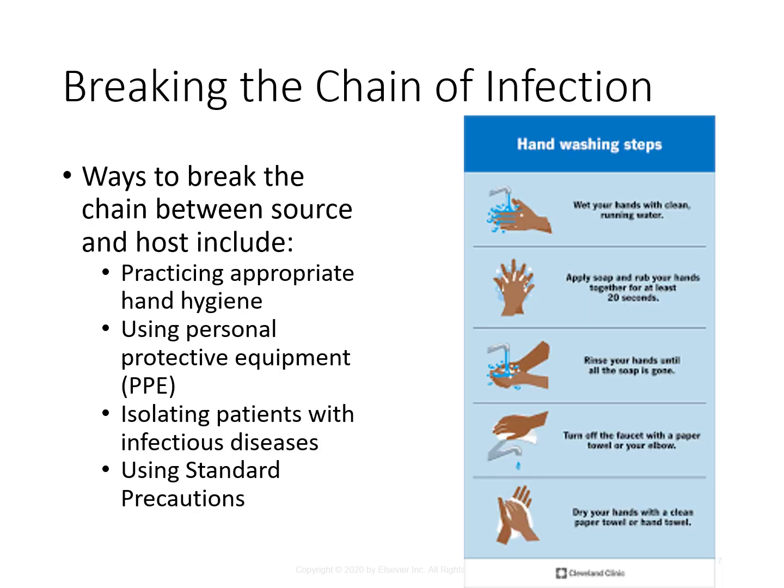So to break that chain of infection, ways to break that chain are practicing appropriate hand hygiene, using personal protective equipment, making sure that we isolate patients with infectious diseases, and then using standard precautions. OSHA requires all facilities to have an exposure control plan that describes all of these elements for preventing spread of infection.